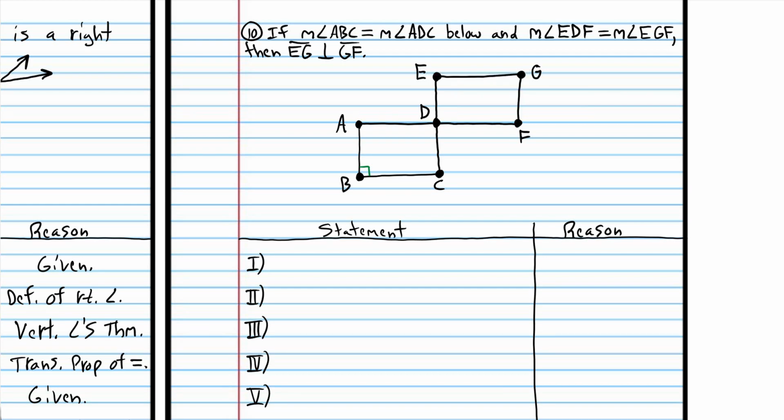So let's kind of work backwards here. EG and GF we're trying to show they're perpendicular. In order to show that, we have to show that this angle is 90. Now, we know that this angle, EGF, is equal to EDF, this angle, because they told us that here. So if we want to prove that this angle is 90, we have to show that this angle is 90 because we know they're equal.